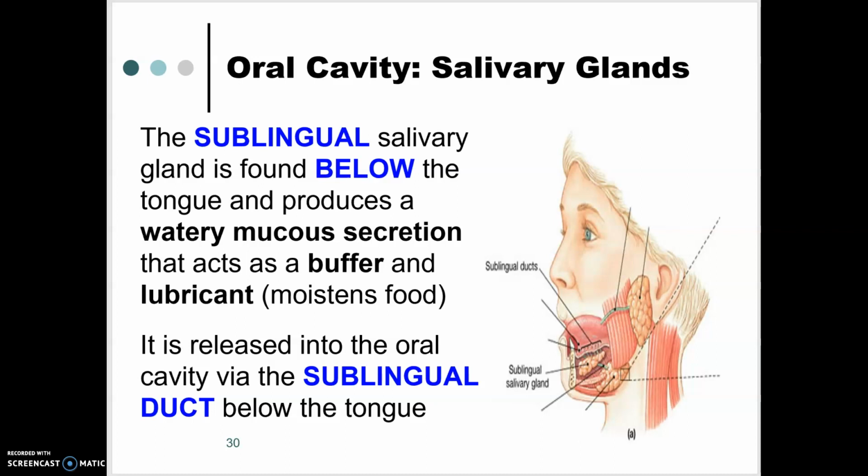sometimes when you're really hungry and you smell something and it causes your mouth to water, your mouth feels like there's water forming in it. It's probably going to come from this gland here, all right? It's going to be a thin mucus secretion.